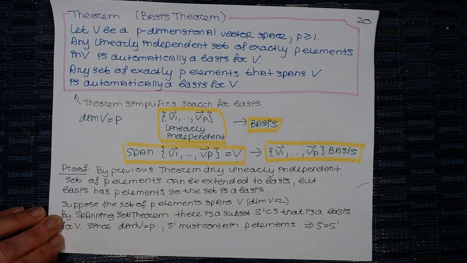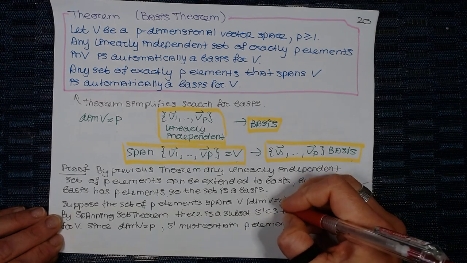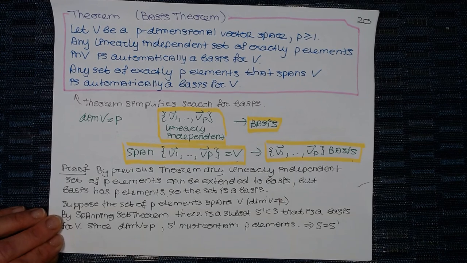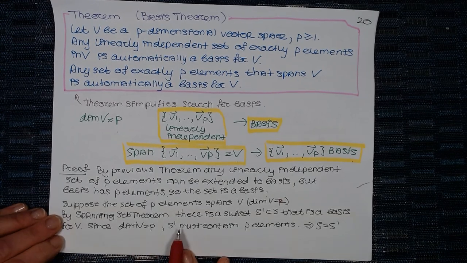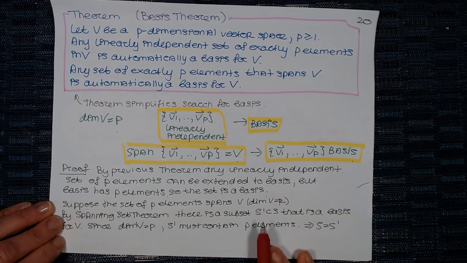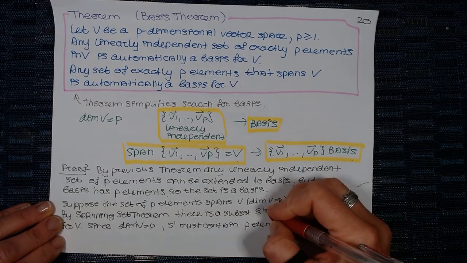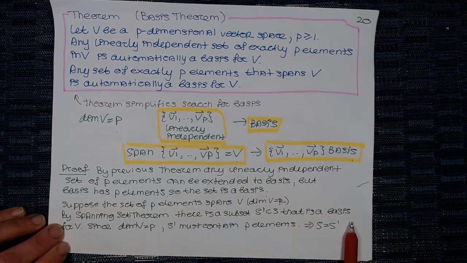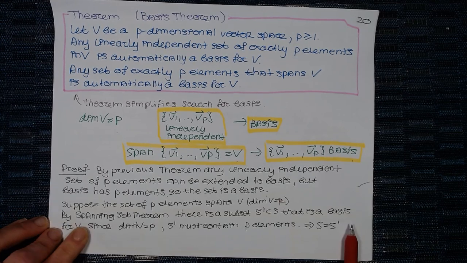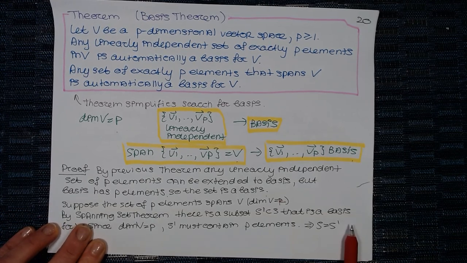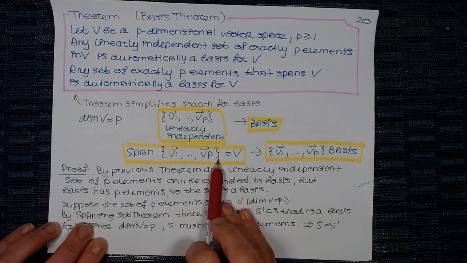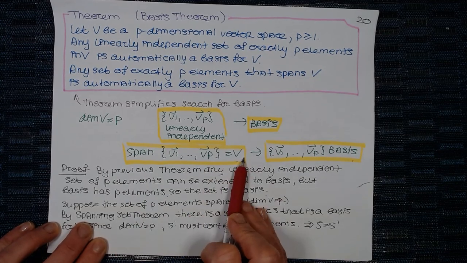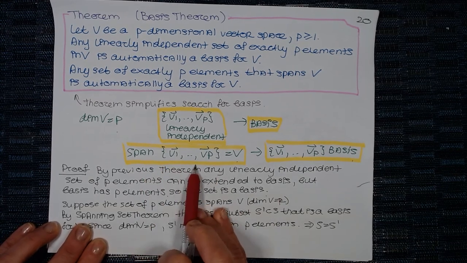And then the second part: suppose the set of p elements spans my vector space V of dimension p. Then remember our spanning set theorem. There is a subset S prime of S that is a basis for V. I think we did this theorem last class. So if I have a spanning set for my vector space V, then some subset of the spanning set will be a basis.